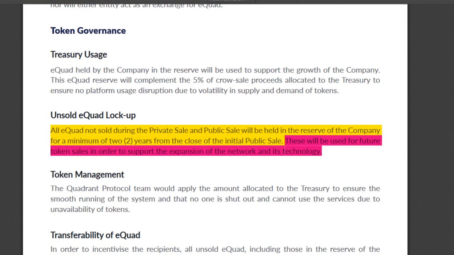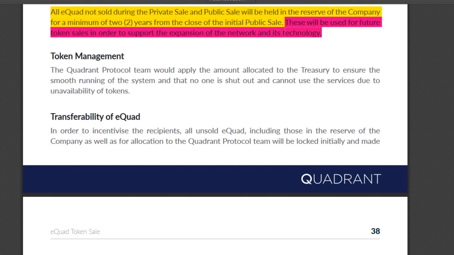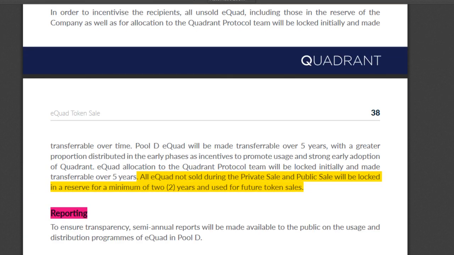And then governance: there is a treasury, there is a lockup on eQuad. Unsold tokens will not be burnt, they'll be given to the reserve. The treasury is going to be in charge of deciding when that will be released. Here's a note: all eQuad not sold during the private sale and public sale will be locked in reserve for a minimum of 2 years and used for future token sales. So it's not being burnt, it's being held.